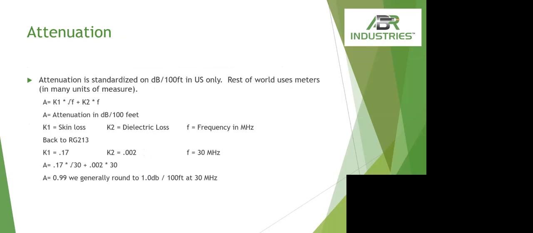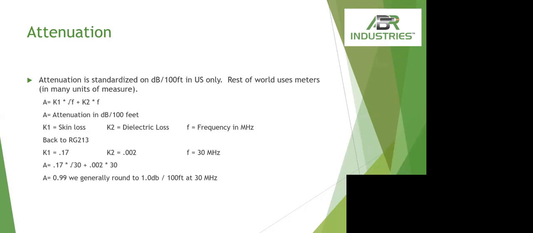Now the next big piece is attenuation. Attenuation is the big gorilla that we look at. We always look at losses. We always try to worry about maximizing our signal output. So for us in the US, we do this in dB per 100 feet. The rest of the world uses meters. Sometimes they use meters as 100 meters. Sometimes it's 30 meters, which is closer to what we use.